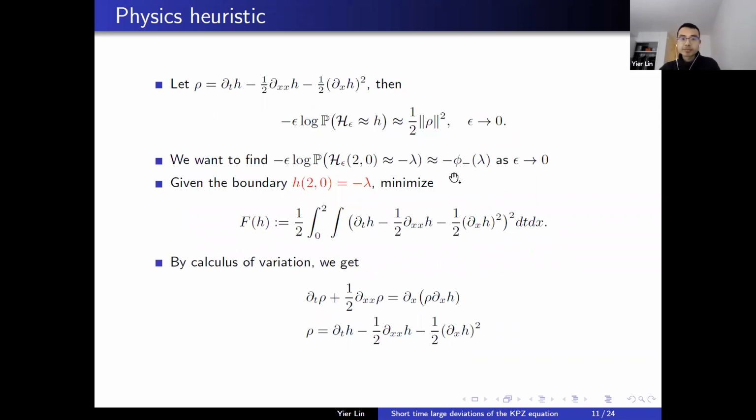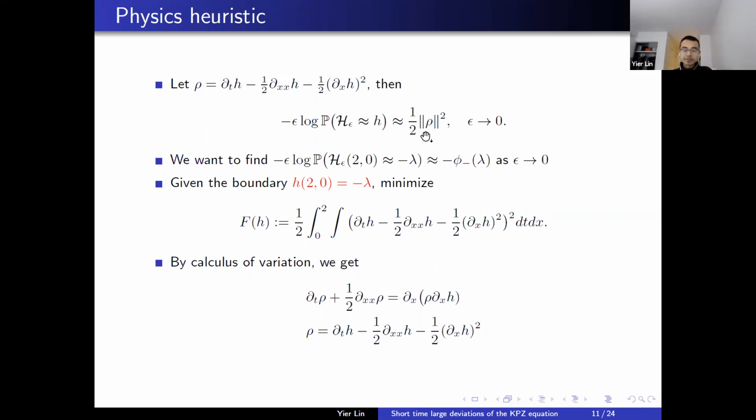So now you have obtained a functional large deviation principle for this h epsilon. But the thing you want to understand is the 1-point large deviation. This just corresponds to applying the contraction principle, because you know the information about your trajectory, and what you need to do is only to pin the value, to look at the value of the trajectory at time 2 and space 0. So basically, by applying the contraction principle, you can get the rate function. So what is the rate function? The rate function turns out to be the infimum of this object, where rho is related to h by this equation.